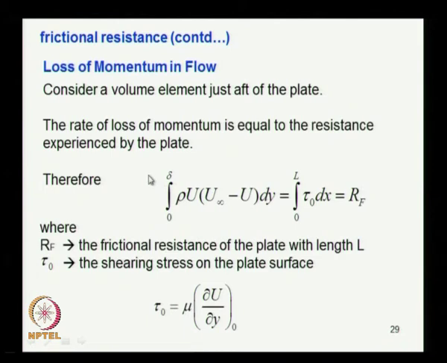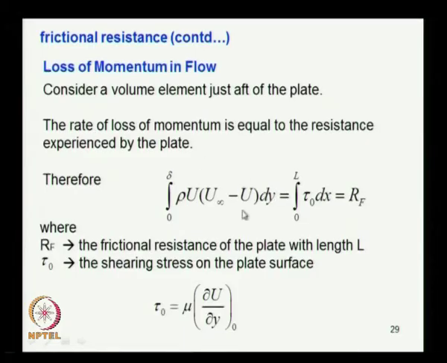Loss of momentum flow: you can just look into the forces coming on this surface due to the viscous effect. You consider a volume element just aft of the plate, that is, what is the change of momentum occurring to the fluid when it crosses over the plate, before the plate and after the plate. So the change in momentum of the fluid is obviously the frictional force coming on the plate. This is represented by the momentum equation here, that is, look at the loss of momentum occurring to the fluid volume when it passes over the plate. So that is equal to the resistance of the plate.